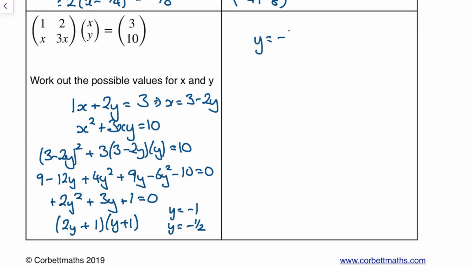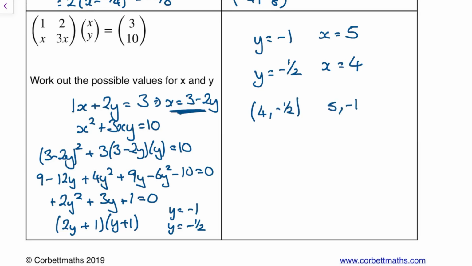So y equals minus 1, and to be clear, I'm using this equation here, x equals 3 minus 2 times minus 1, which is 3 plus 2, which is 5. So therefore x equals 5, or y equals minus a half, which means that x equals, well, 2 times minus a half is plus 1. So 3 plus 1 gives me x is equal to 4. And I always tend to like to write these as coordinates, so therefore that's going to give me (4, minus a half) or (5, minus 1). Point is, as long as I'm pairing these things up clearly, I will get that mark at the end.